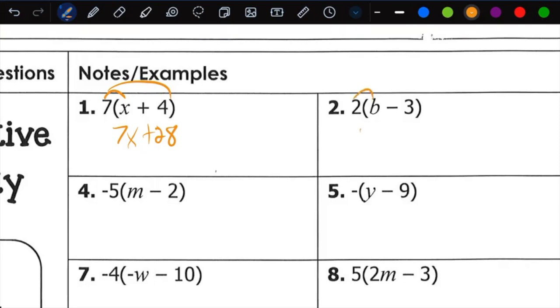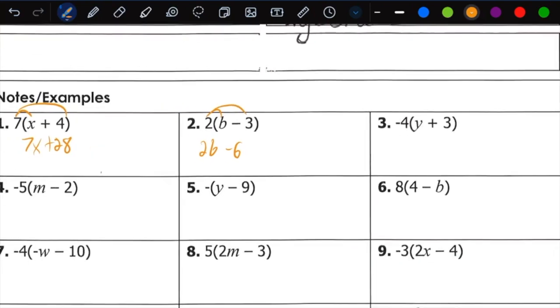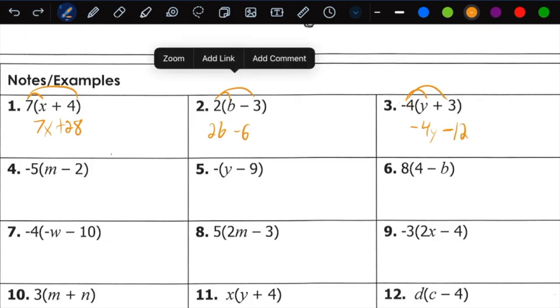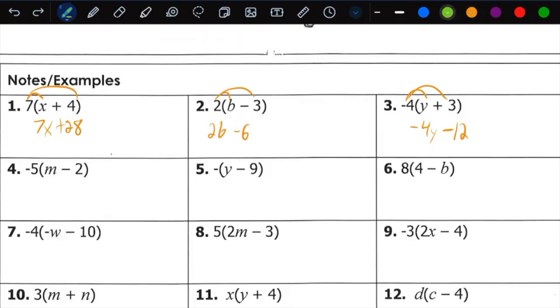Number 2, 2 times b is 2b, and 2 times negative 3 is negative 6. On number 3, I'm going to go ahead and distribute my negative 4. Negative 4 times y is negative 4y, and negative 4 times 3 is negative 12. So that negative being on the outside changed our signs. Number 4, distributing the negative 5 gives us negative 5m, but here it gives us positive 10.